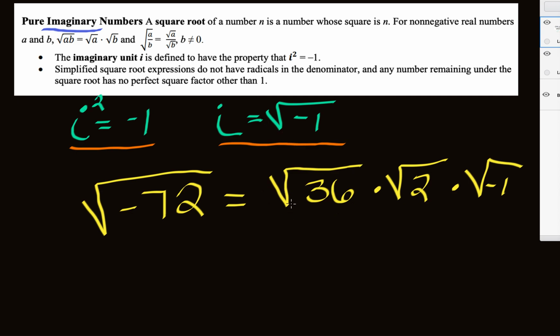We're going to take the square root of 36, and we know that that is equal to 6, because 6 times 6 is 36. We can't do anything with the square root of 2. It is what it is. That's it. And then, because we have that square root of negative 1, we're just going to stick an i on the back side. All right? And that is a perfectly valid answer to our query.